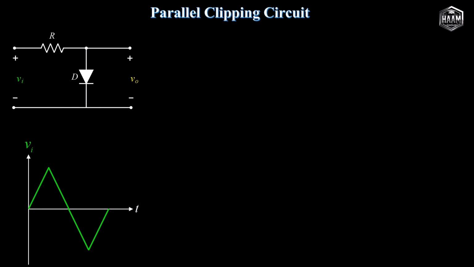A standard parallel clipper consists of a series resistor R and a shunt diode D, where the output voltage V sub O is measured directly across the diode. Consider a periodic input waveform V sub I, such as a sine wave or triangular signal. Using the simplified ideal diode model, if V sub I remains below the cutoff voltage V sub gamma, the diode remains off.